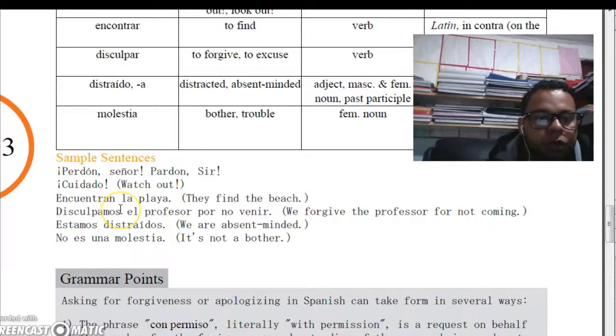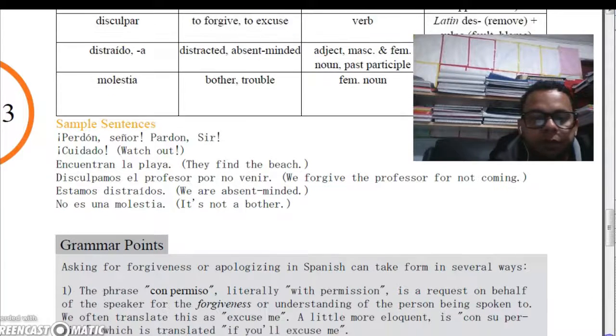Simple sentences. Perdón, señora. Cuidado. ¿Encontraron la playa? Disculpamos al profesor por no venir. Estamos distraídos. No es una molestia. In English: Pardon me, sir. Watch out. Did they find the beach? We forgive the professor for not coming. We're absent-minded. It is not a bother.